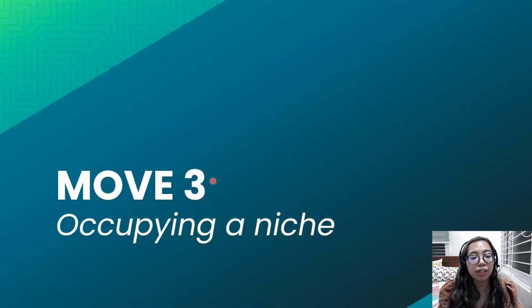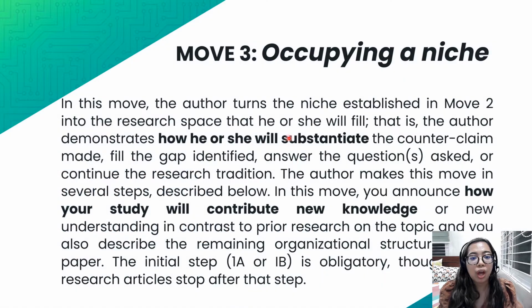And the last move is Move 3 or occupying a niche. So for Move 3, the author turns the niche established in Move 2 into the research space that he or she will fill. And that is, the author demonstrates how he or she will substantiate the counterclaim made, fill the gap identified, answer the questions asked, or continue the research tradition.